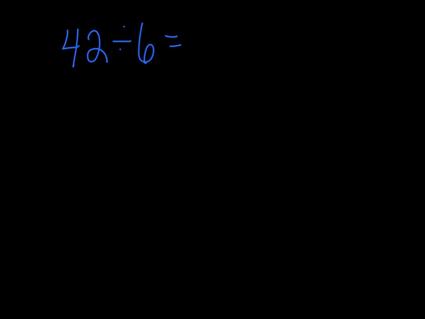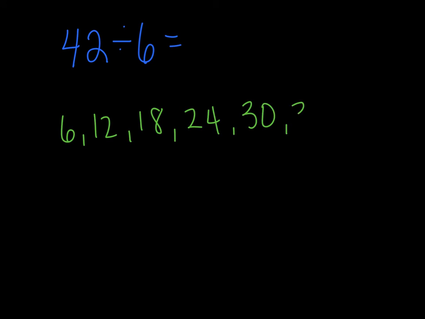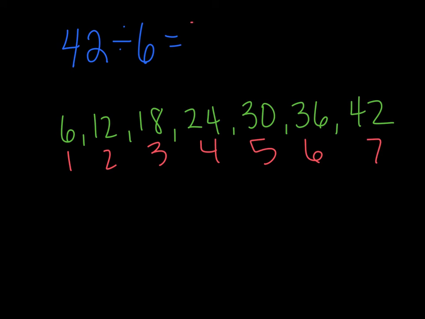All right, if we're counting by 6s, we would have 6, 12, 18, 24, 30, 36, and 42. And then I go back and count the number I have. 1, 2, 3, 4, 5, 6, 7. So my quotient is 7. I know that because 7 times 6 equals 42. Good job. Okay, we're almost to the end of the video.